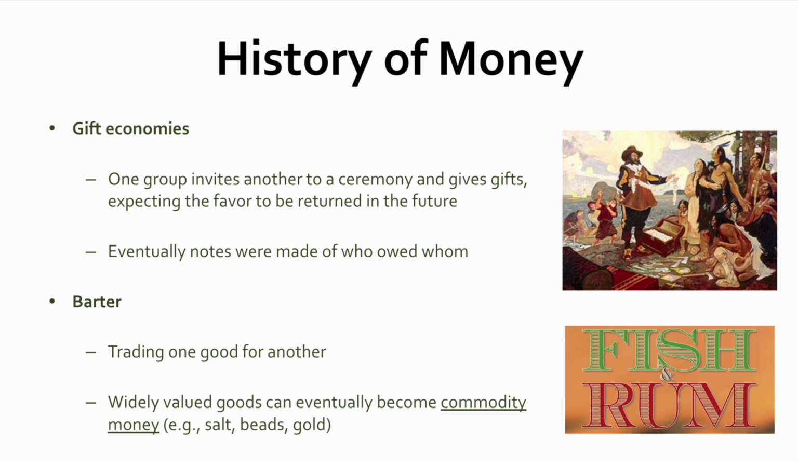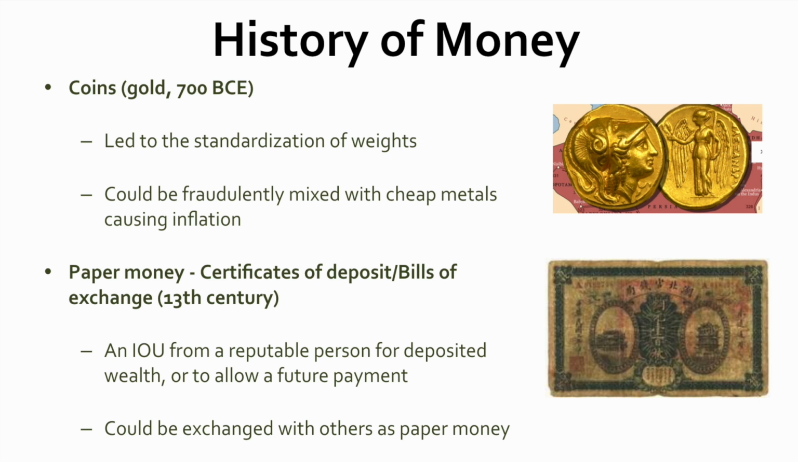So widely valued goods could eventually become what's called commodity money. In fact, over the course of centuries, different commodities have acted as money. Salt, for example, beads, gold. These have all represented trading items that we would sub in for money. We started to see gold coins come about in the years before Christ. So 700 BC, we saw the first set of coins, and these were just gold medallions that had some sort of a figure on them, and that led to some form of standardization.